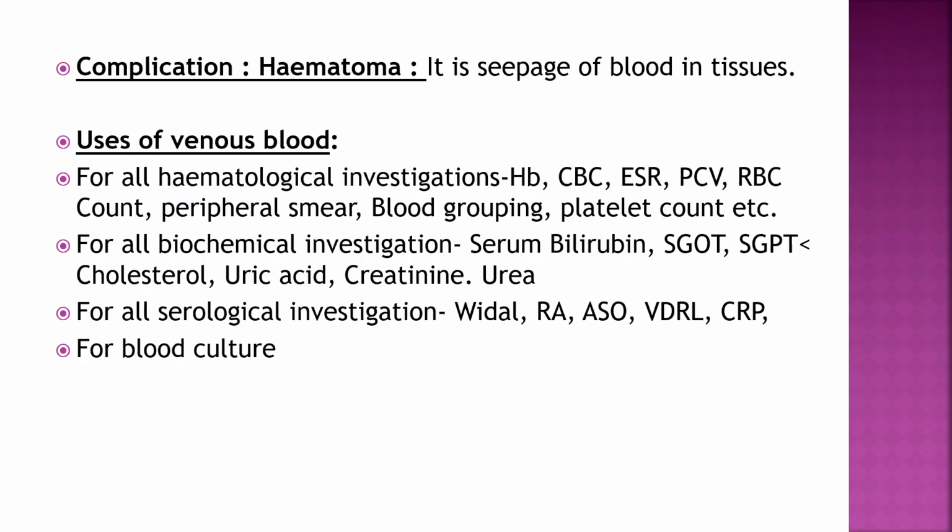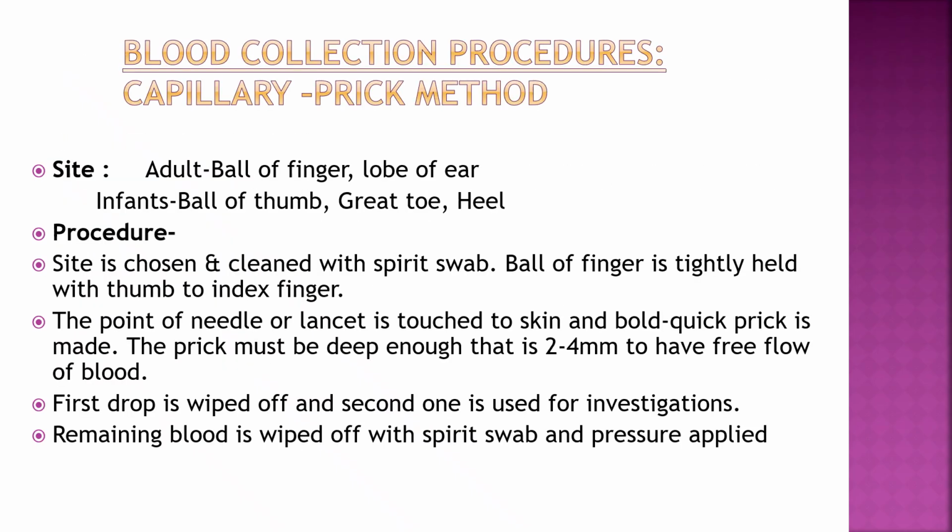So the second method for blood collection is the capillary method. It is also called the prick method or skin puncture method. The site in adults is mainly the ball of the left ring finger or the lobe of the ear. In infants it is the ball of the thumb, great toe or heel.